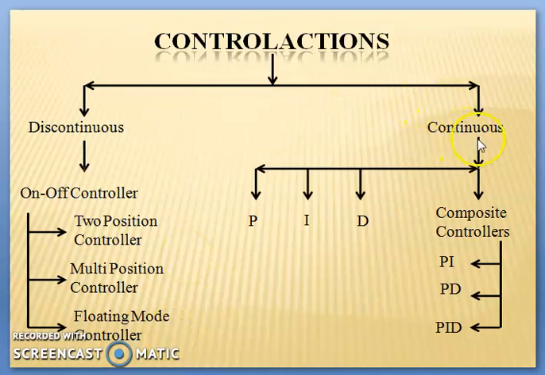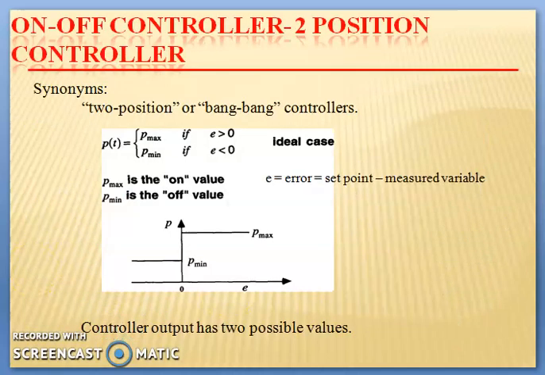Whereas in continuous there are two types, single P, that is proportional controller, I means integral controller, and D means derivative controller. And another part is called composite controllers, that is the combination of proportional and integral, that is PI, proportional and derivative, which is called PD controller, and proportional, integral and derivative controller, that we call PID controller. So let us discuss the on-off controller.